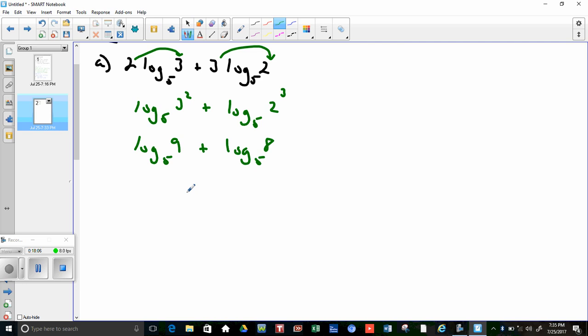Now what you should notice is that these two bases are the same. I have an addition. If you remember what we just talked about, if we have an addition and the two bases are the same, to condense this into one log, we'll multiply the arguments together. So 9 times 8 is 72 base 5. I have condensed this into one log, base 5.